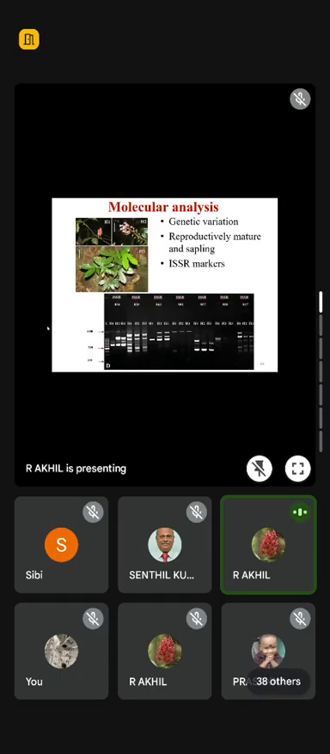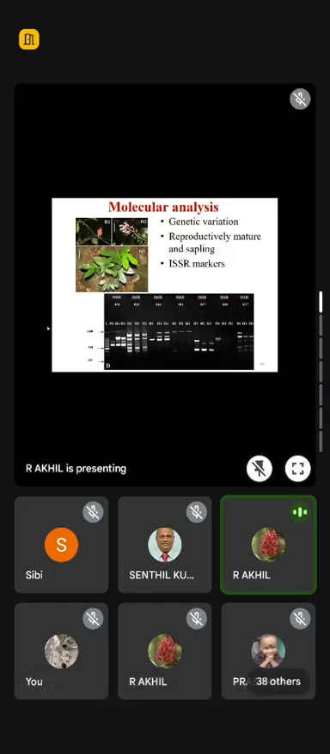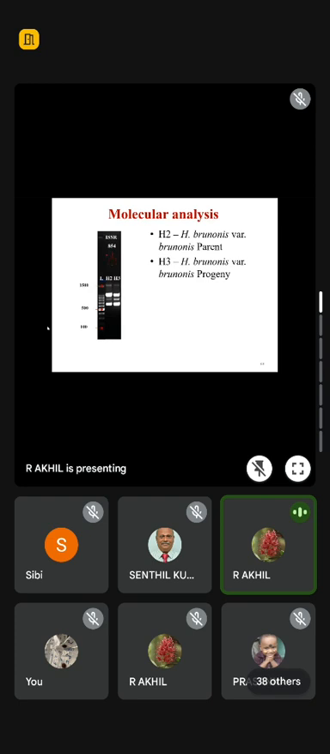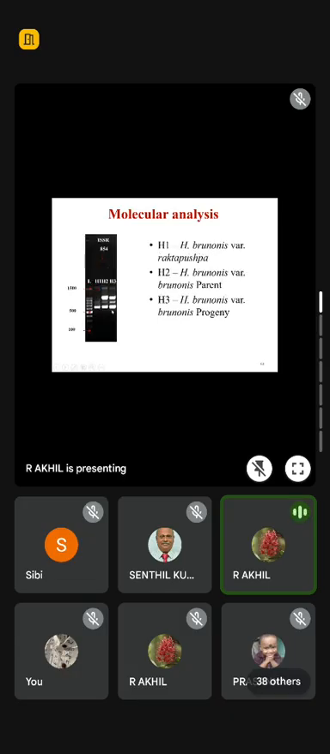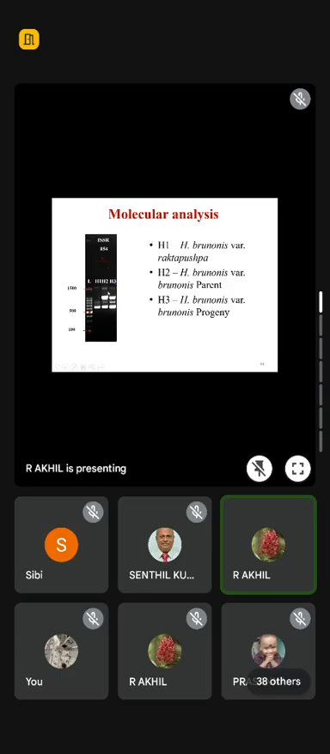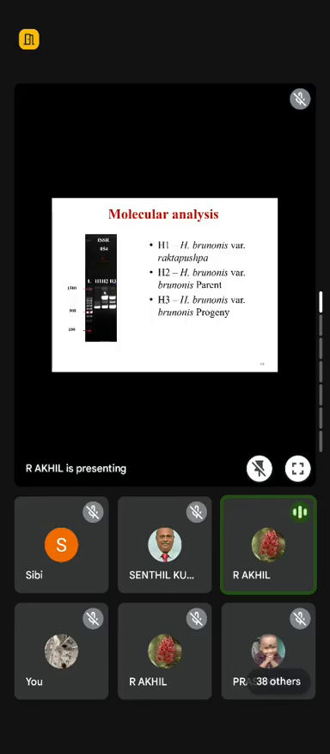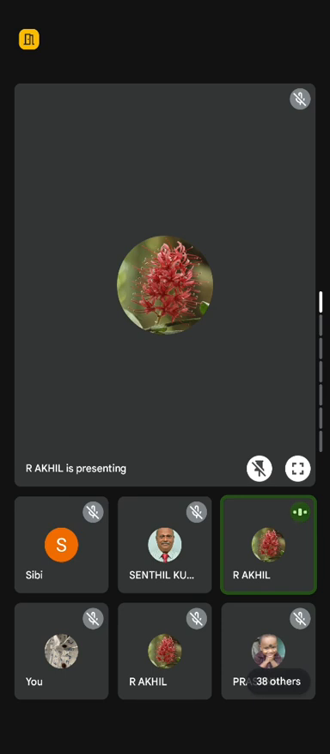Seven ISSR markers were used, in which we can see the H2 and H3 bands are similar when compared to the other. For example, here H2 and H3 have a similar type of bands because they have a similar kind of DNA. When compared to H1, which is Rectopushpa, these bands are absent in H1. Through this it is clear that all the progenies surrounding the natural habitat are actually clones, which are similar when compared by the DNA analysis.